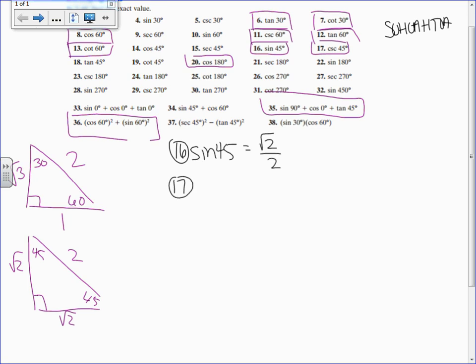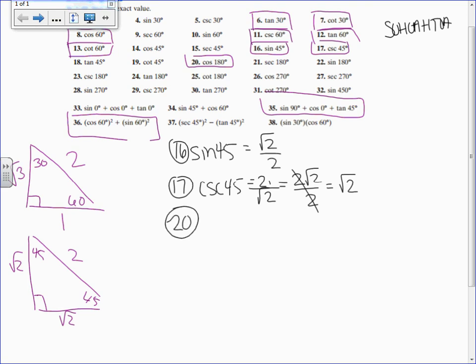17 is the cosecant of 45. Cosecant is the reciprocal of sine, so I'm going to flip what I had for 16. So this is going to be 2 over the square root of 2, which I will rationalize to 2 radical 2 over 2. And then make sure you simplify. These 2's cancel, so I'm just left with square root of 2.